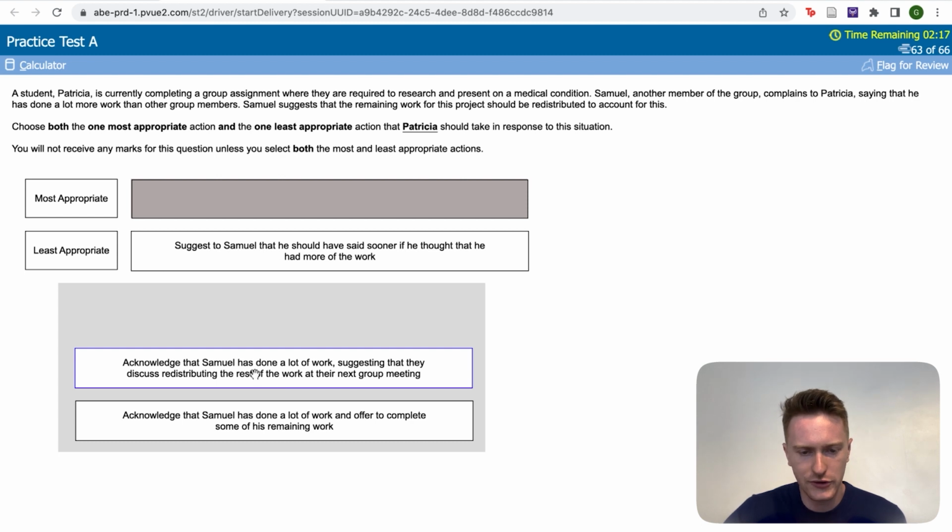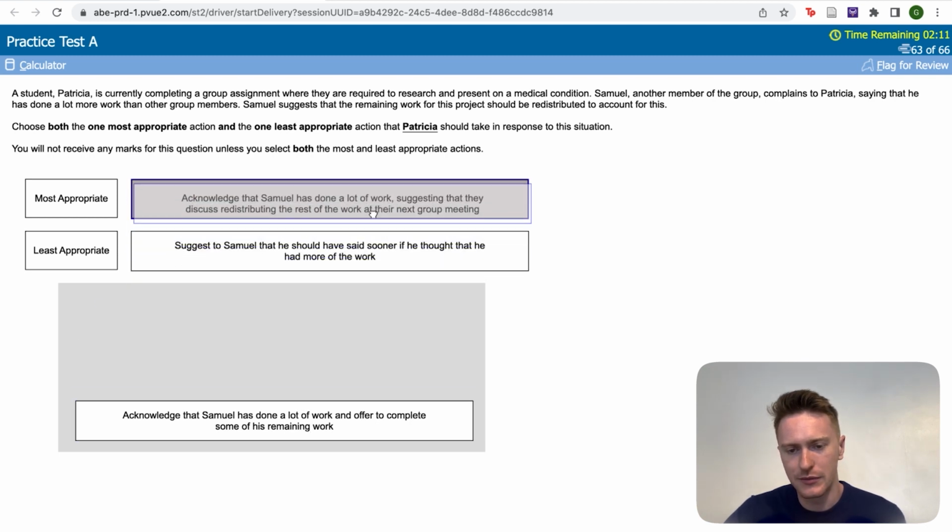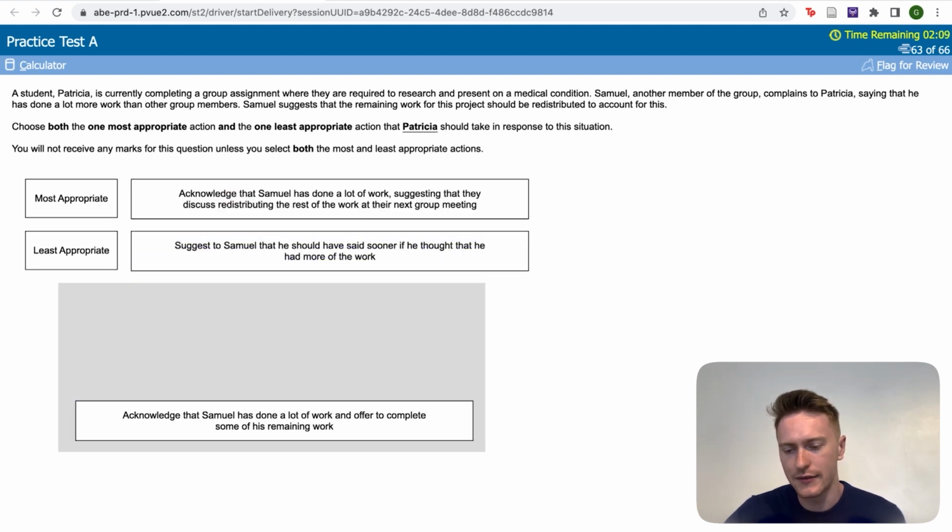Acknowledge that he's done lots of the work, suggesting that they discuss redistributing, or acknowledge that Samuel has done the work and offer to complete. I think suggesting it to the group is a better thing. If you offer to complete, you're kind of taking it all on yourself.